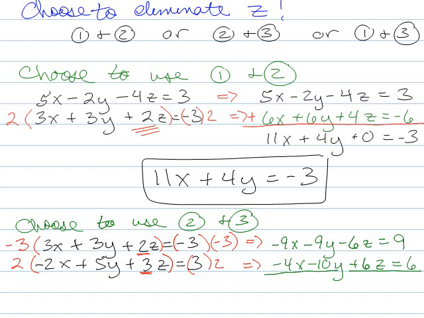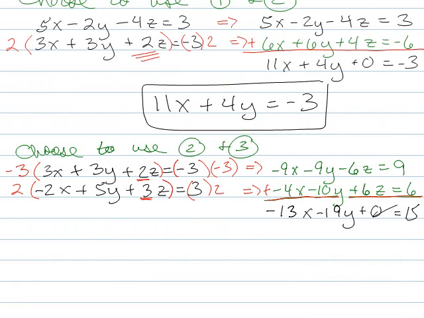And I'm going to add this straight down. This is how I did it last time. Add this straight down. And I've got negative 13x minus 19y plus 0, good, equals 15. So now I've got 2 fabulous equations. Minus 13x minus 19y equals 15.